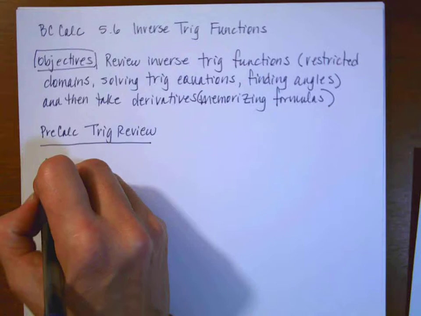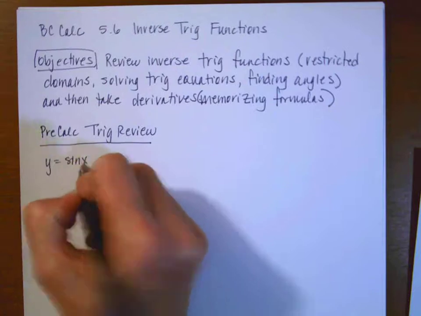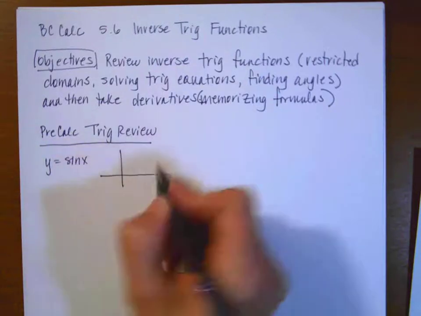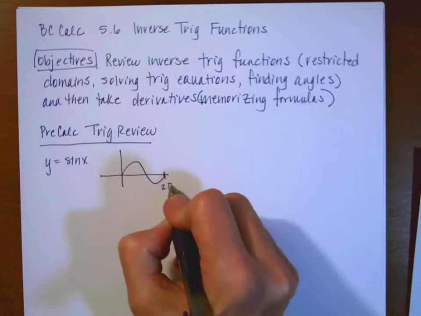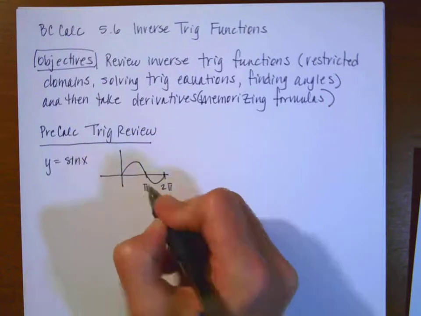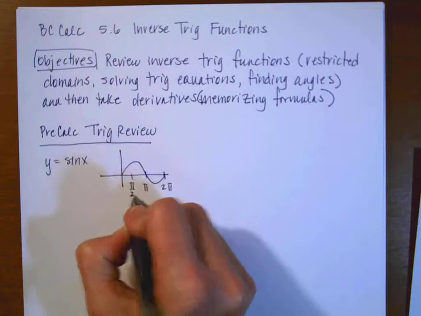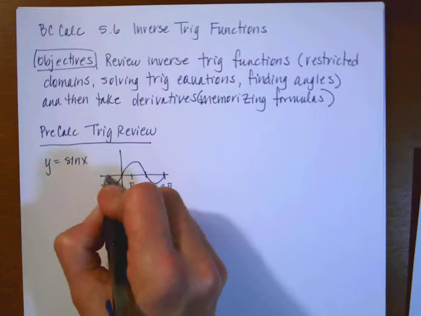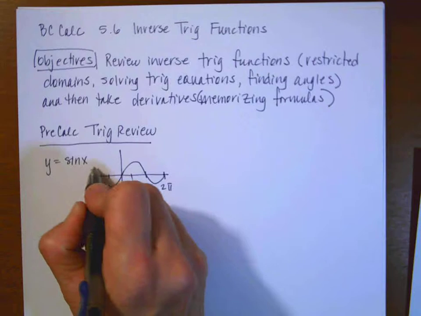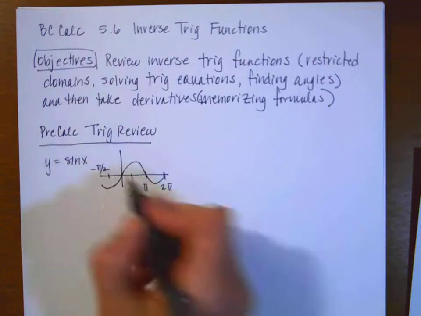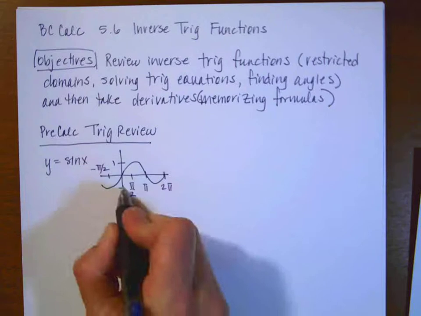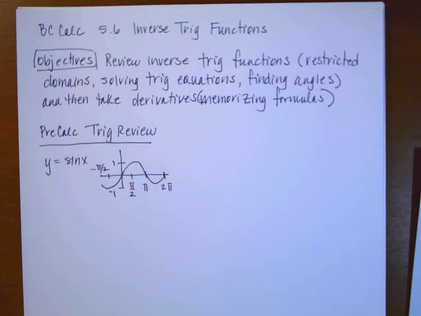So if we talk about the graph of y is equal to the sine of x, remember that it looks like this, with this being 2 pi. This guy is pi. I'm just going to do pi over 2, and then if I went this way, this would be a negative pi over 2. Remember that sine oscillates between 1 and negative 1.